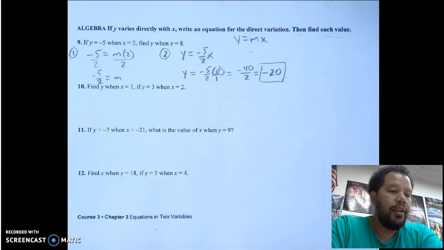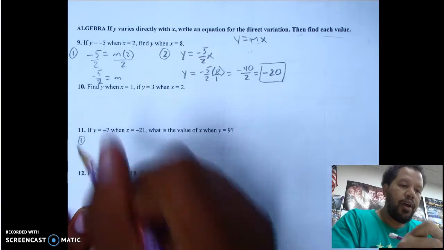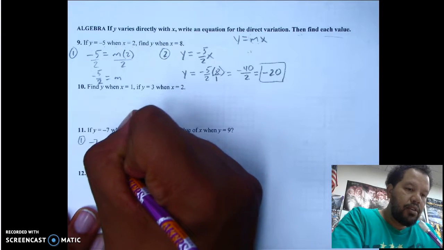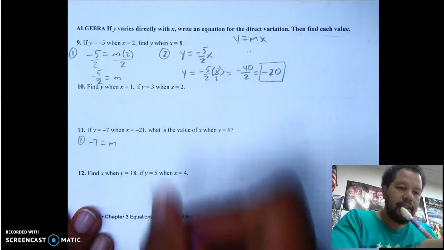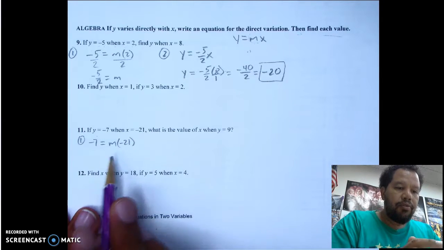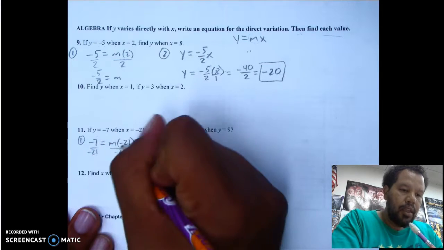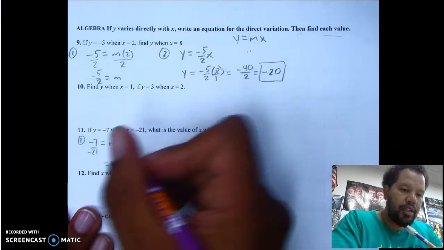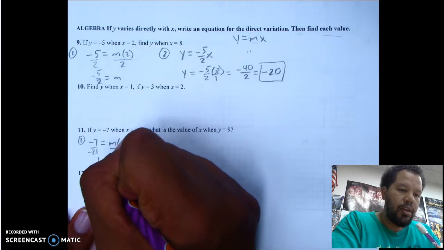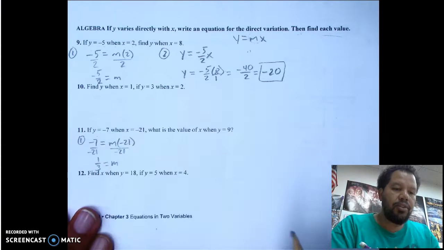Okay, last one here. We have another one with a two-step. So the first step is we're going to find our m, because we have if y equals negative 7 when x is negative 21. So this is going to be times negative 21. And so again, we want to find m by dividing by negative 21. And again, we end up with a fraction, but this time we have 7 over 21, which can simplify to 1/3, because if I divide both by 7, I get a fraction of 1/3.